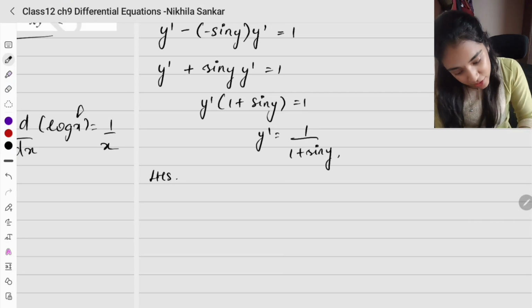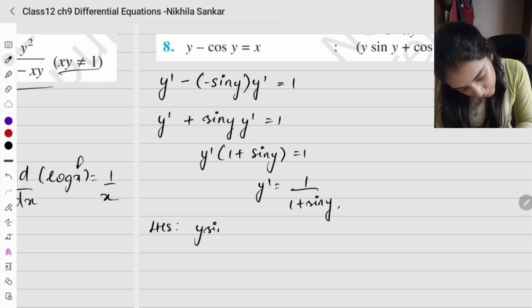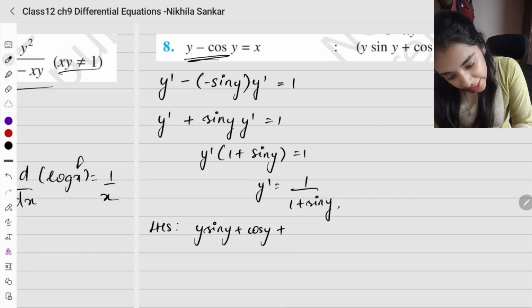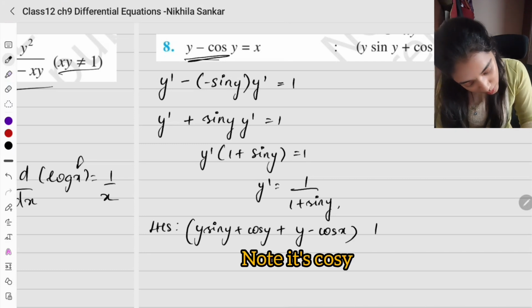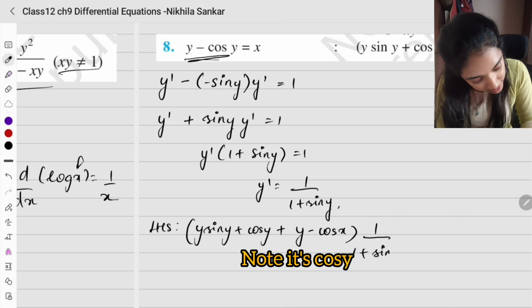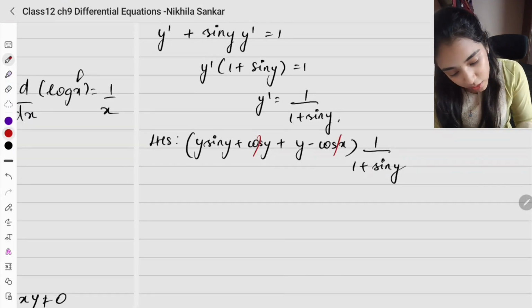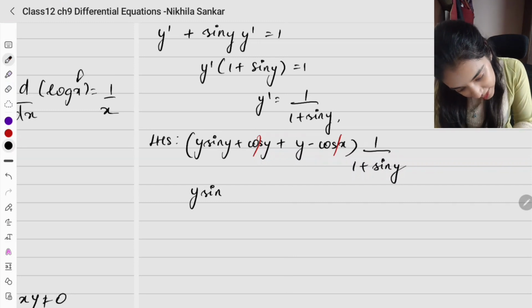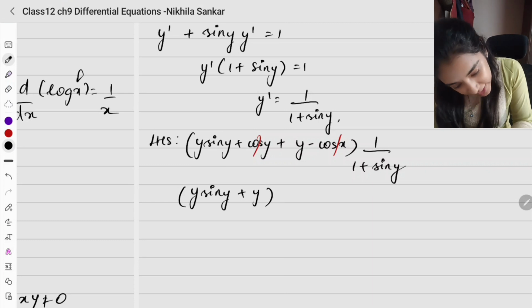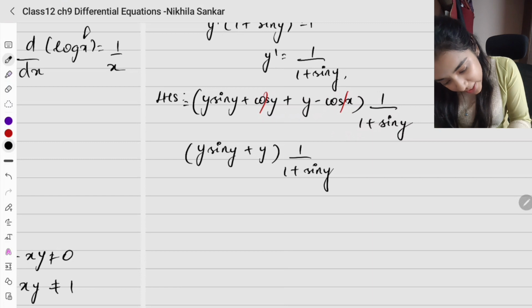So what will I have? When I take the LHS, what do I have? y sin y plus cos y plus x times y dash, and x is y minus cos y, times 1 divided by (1 plus sin y). So this is my LHS, correct? I see that the cos y terms are getting cancelled. What am I left with? y sin y plus y times 1 divided by (1 plus sin y). So this is my LHS.